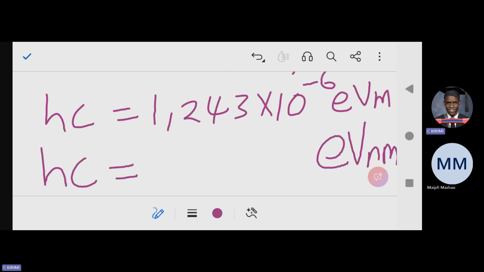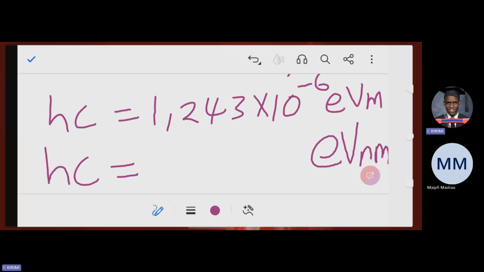Also, if the question does not specify that your energy must be in joules or your energy must be in electron volt, then it means you choose what you want, whether you want to put your final answer in electron volt or in joules. Like in this case, you choose what you want. There is no restriction. So that is our HC.